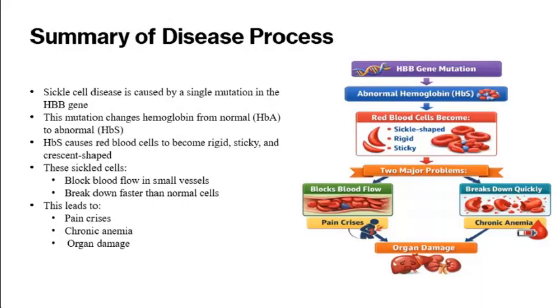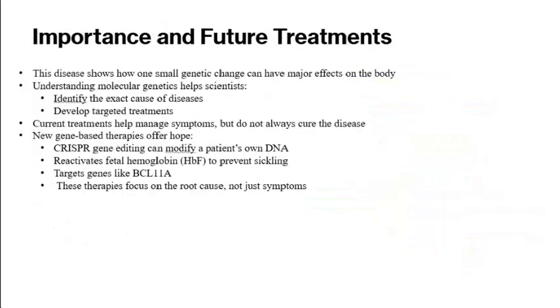Overall, sickle cell disease is caused by a single mutation in the HBB gene, which leads to abnormal hemoglobin called HbS. This causes red blood cells to become sickle-shaped, rigid, and sticky. These cells can block blood vessels and break down quickly, which leads to symptoms like pain, anemia, and organ damage. This shows how one small genetic change can have a major effect on the body.